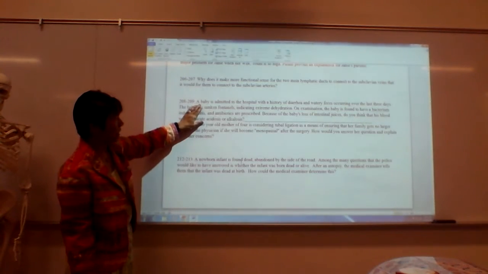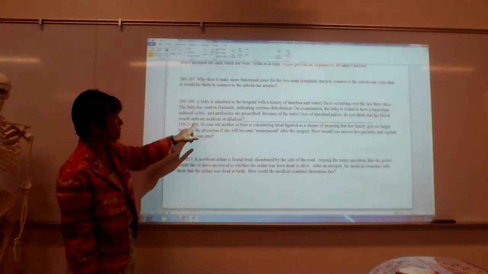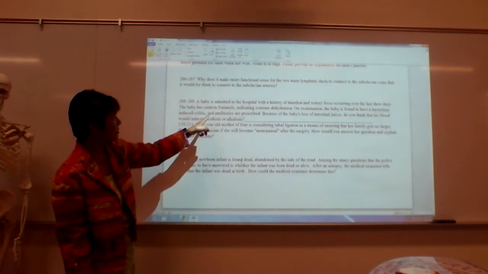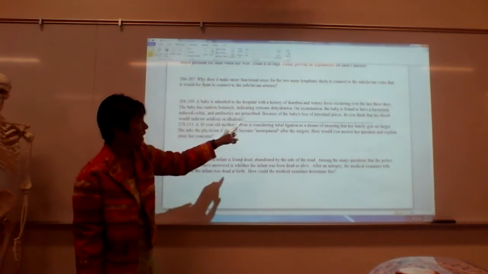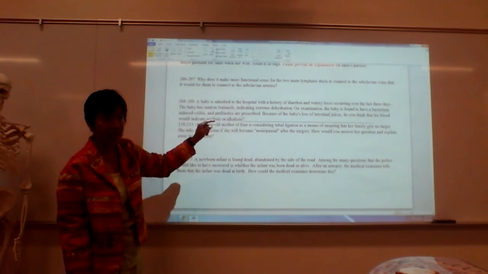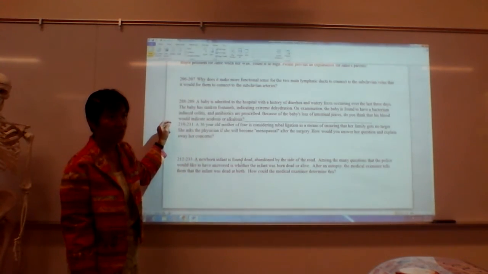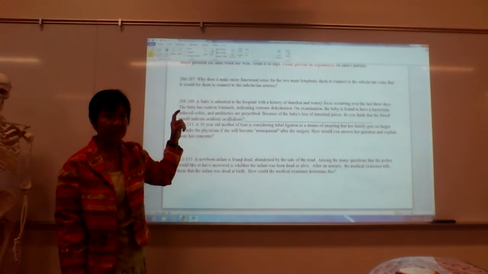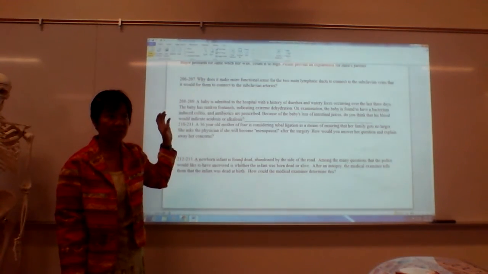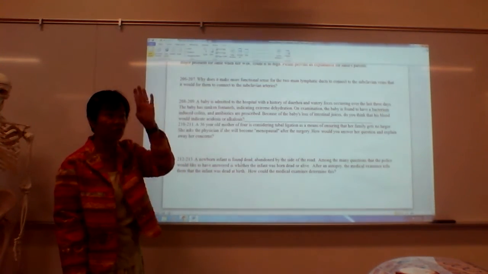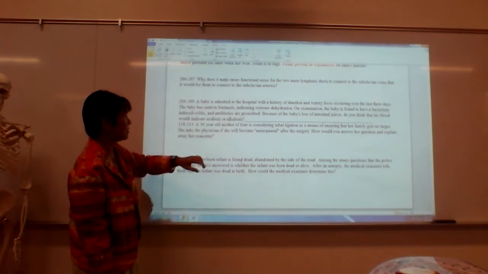Okay. A baby is admitted with a history of diarrhea, dehydration, and loss of intestinal juices. Do you think that the blood is in acidosis or alkalosis? Alkalosis? Loss of intestinal juices means acidosis. If there's loss of gastric juices, it will be alkalosis, because the stomach is acid and the intestine is basic. If you lose the basic, the patient will be in acidosis.